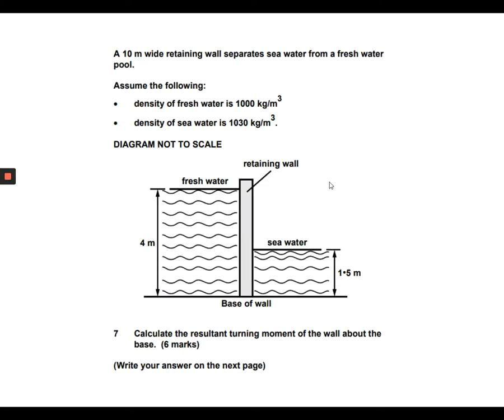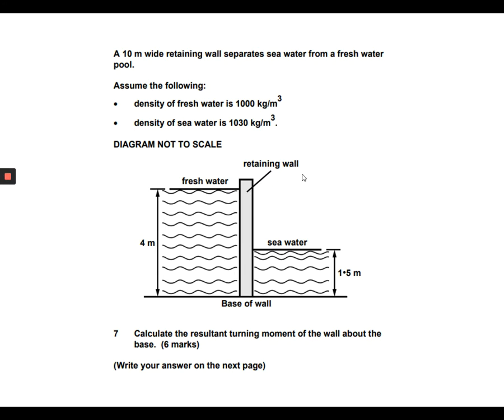Okay, so here's the question for today. So you have a retaining wall with water on both sides. We've got 4 meters of fresh water and 1.5 meters of seawater. So straight away, I'm spotting that they're going to have different densities. I mentioned that seawater is more dense than fresh water. And you can see that up the top there. We're using 1,000 for fresh water, but 1,030 for seawater.